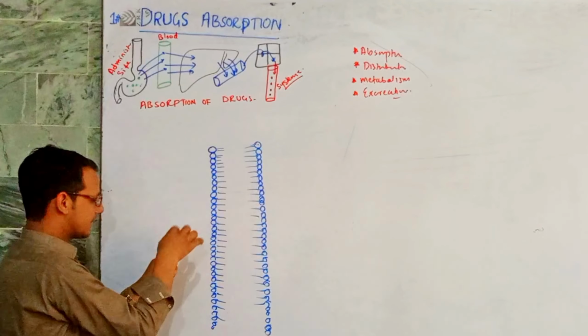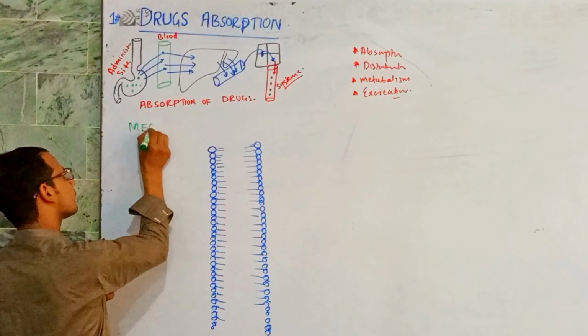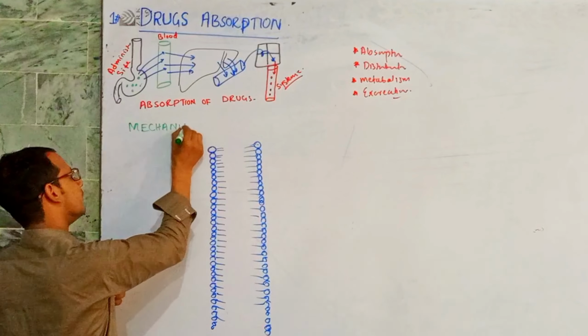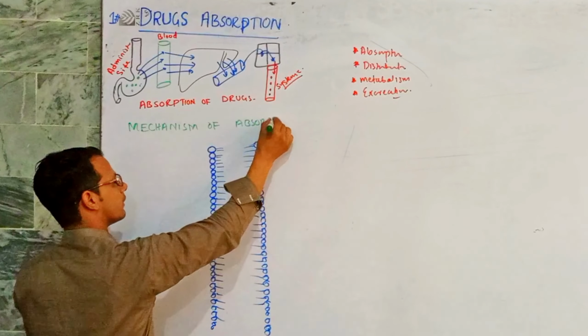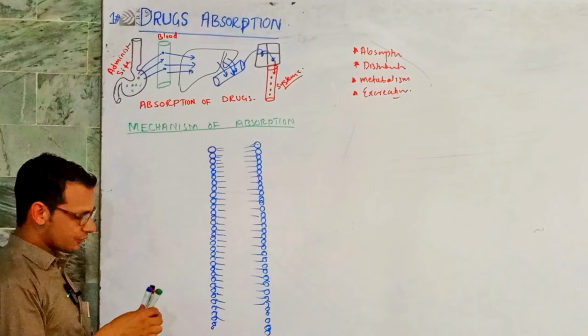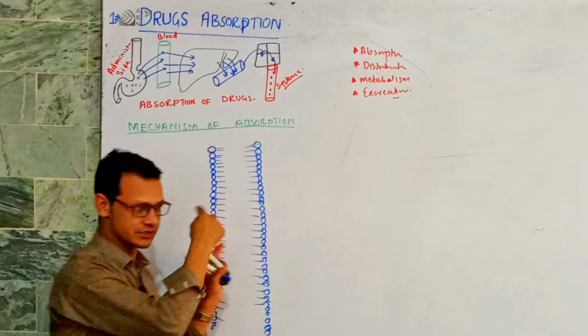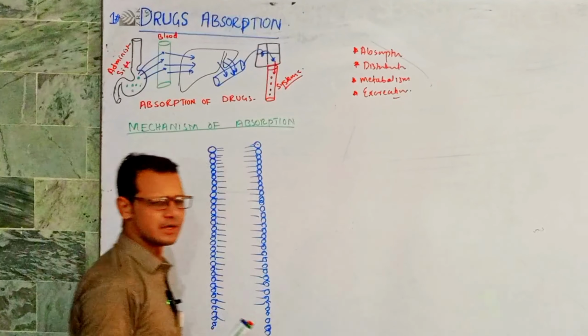First, this is the mechanism of absorption of drug. Absorption of drug. First one is, for example, these are the conditions. First, for example, I have a drug here. What are the body compartments?